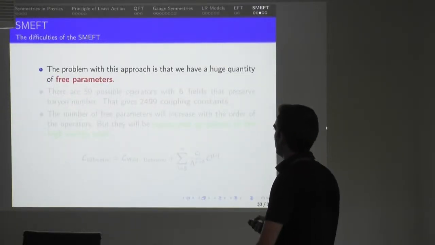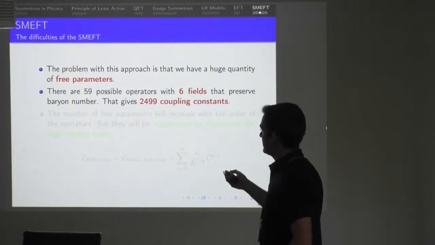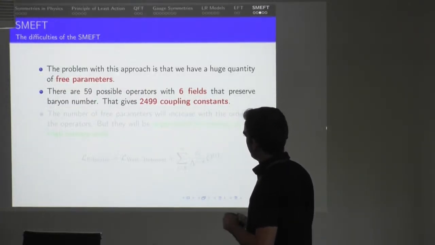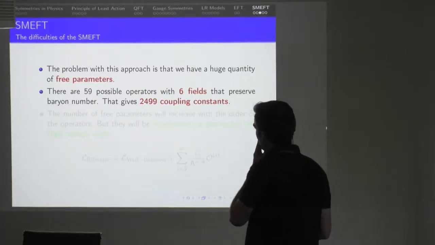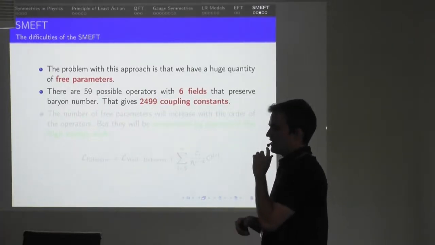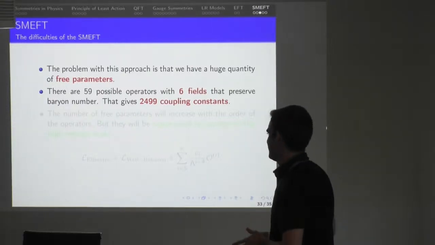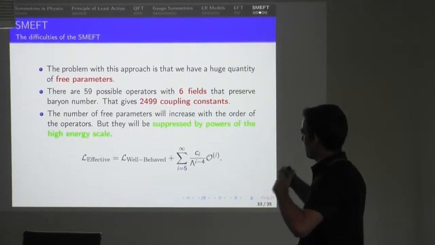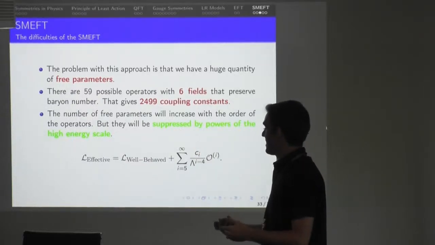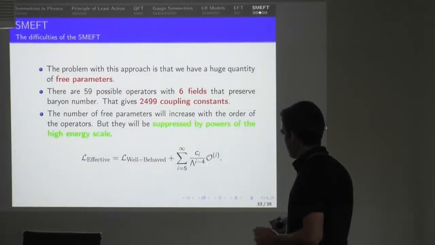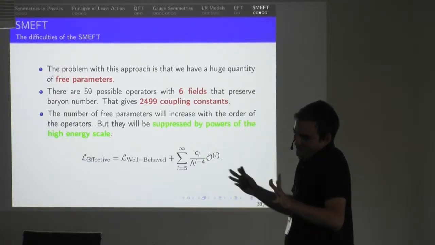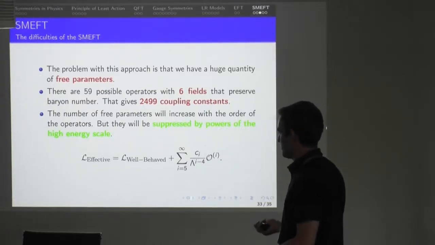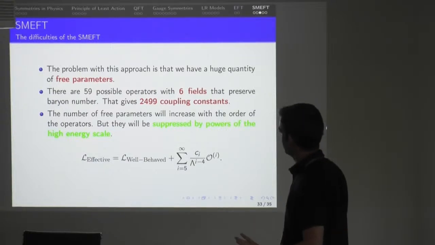We have a huge quantity of free parameters. Indeed, if I take operators with 6 fields, for example, 6 Higgs fields, there are 59 possible operators and 2,499 coupling constants that are completely free, and we have to measure them. This is a lot. And obviously, the number of free parameters will increase with the order of the operators. But luckily, they are suppressed by powers of the high energy scale. So even though I have a lot of free parameters, their effects won't be important because they will be very suppressed at low energies. That's the point.